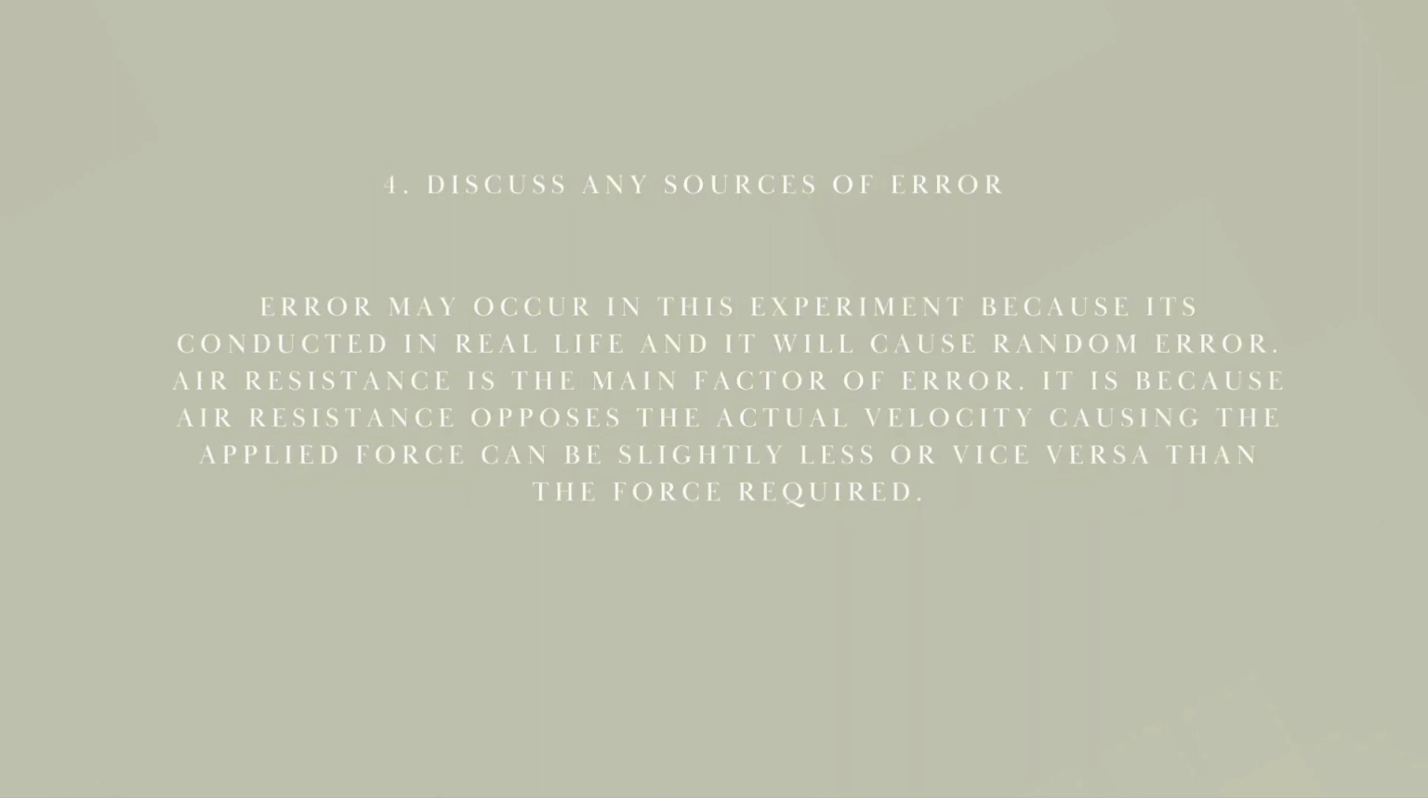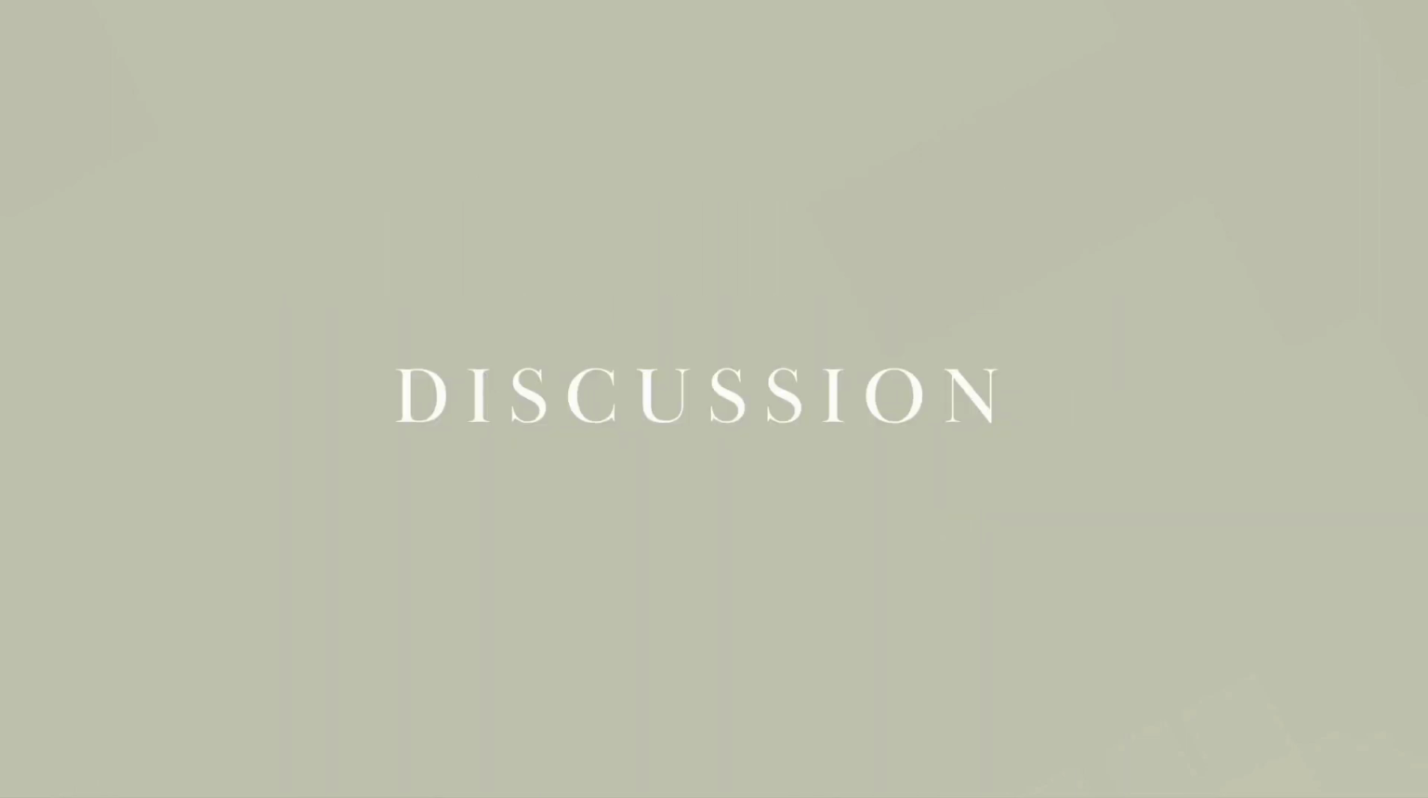Discuss any sources of error. The error might occur in the experiment because it is conducted in real life and it will cause random error. Air resistance is the main factor of error. It is because air resistance opposes the actual velocity, causing the applied force to be slightly less or vice versa than the force required.